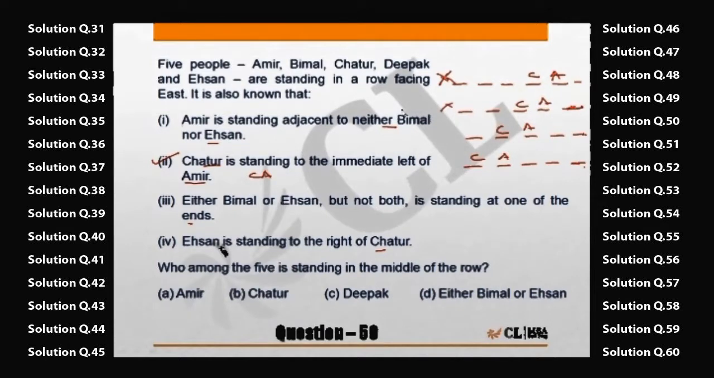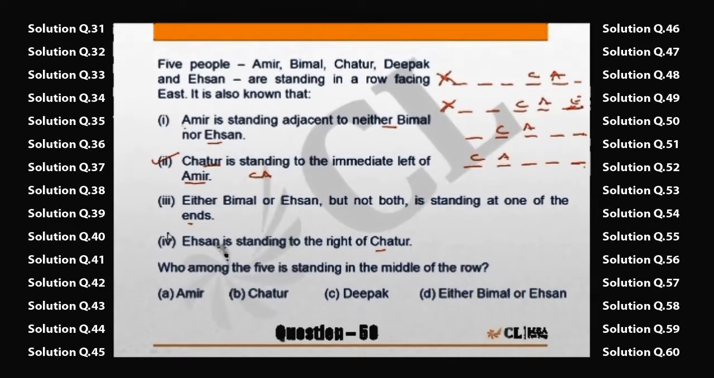This arrangement is not possible because this means E will have to come here. Okay, E has to be to the right of Chatur, but statement 1 tells us that Amir cannot be next to E. So this second arrangement is also incorrect. So it leaves us with 2 other arrangements. Let us look at the third arrangement now.